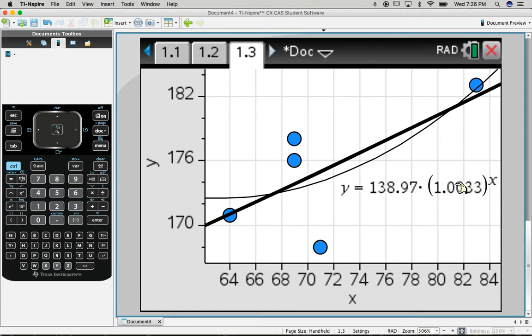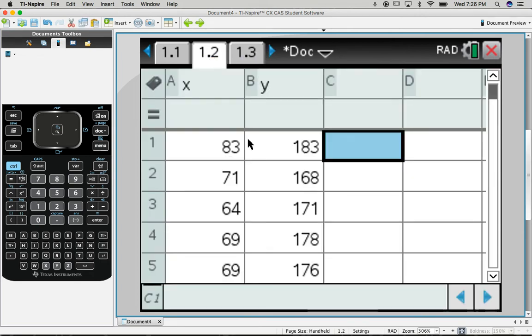Now, going back to my scatter plot, if you want to see which one is better, you want to find something called the correlation coefficient, okay? And that's just the R value, okay? So the correlation coefficient shows the strength of which one is best.